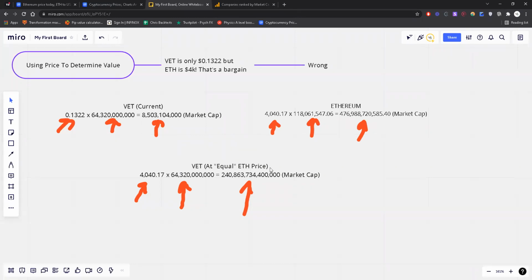And so this is a very extreme example, as I've said, but this is where the real basis, the beginning of an investment decision comes from, because you need to understand that the market cap is more important because it factors in both the supply and the price.